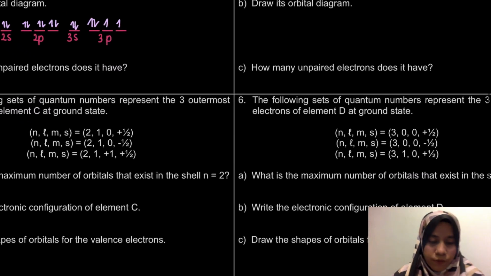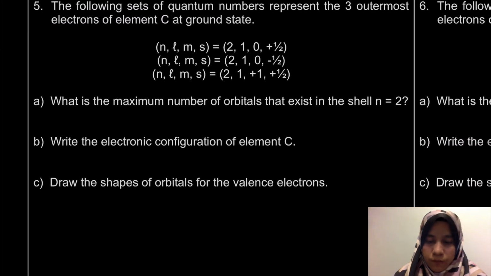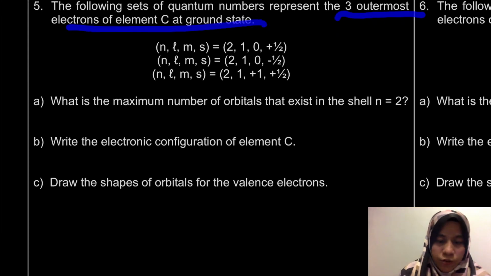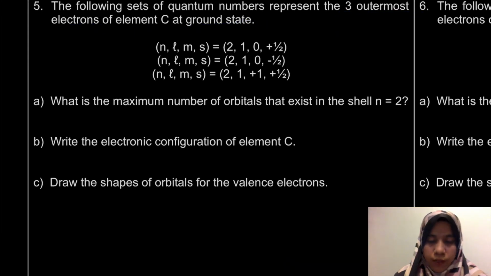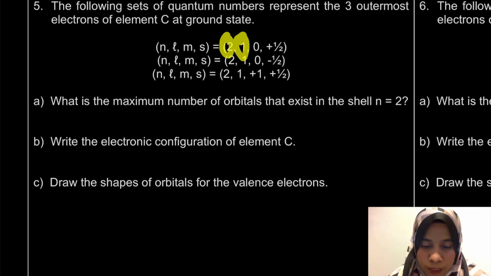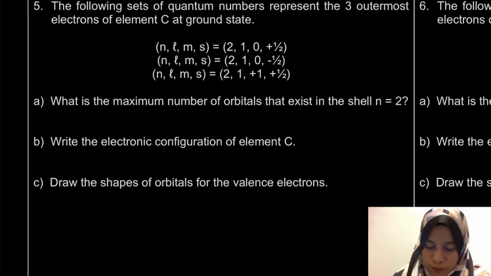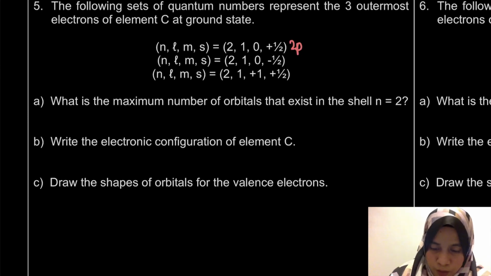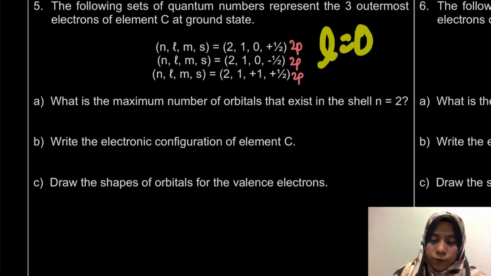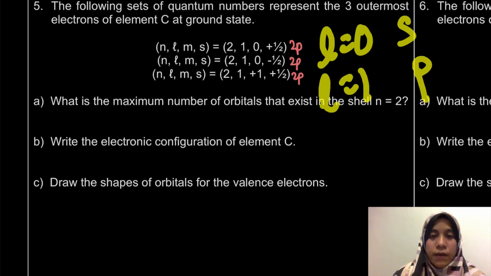Okay, so for question number 5, the following sets of quantum numbers represent the 3 outermost electrons of element C. So the 3 outermost electrons. We see when n equals 2, l equals 1. If l equals 1, that means it's actually a p orbital. So when n equals 2, I know here it is actually 2p. So here we have 2p as well. 2p. This one too, when n equals 2, l equals 1, so still 2p. Remember, l equals 0 is an s orbital, l equals 1 is a p orbital.